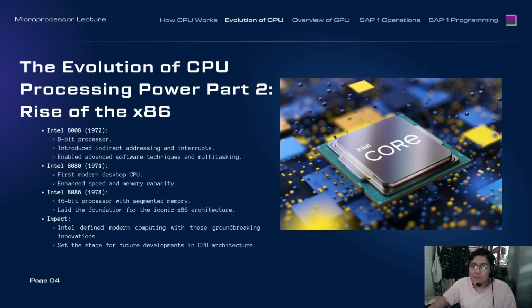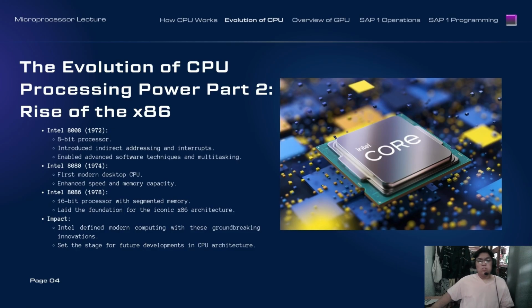The 8008's innovation paved the way for the Intel 8080 in 1974, regarded as the first modern desktop CPU with enhanced speed and memory capacity. And by 1978, Intel's groundbreaking 8086, with its robust 16-bit architecture and segmented memory, laid the foundation for the iconic x86 architecture. And these advancements cemented Intel's role in defining modern computers and set the stage for future innovations.